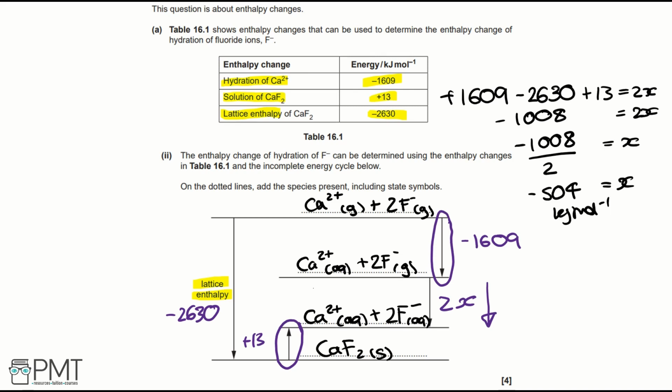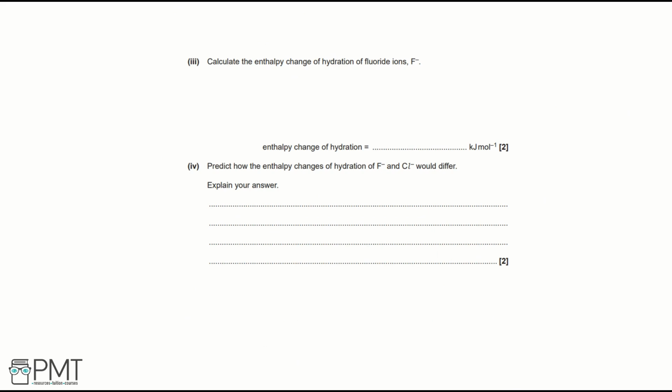So on the answer line for part 3, we need to write minus 504 kilojoules per mole. To get the 2 marks for this question, you get 1 mark for working out what 2x is, so minus 1008, and then 1 mark for dividing by 2 and working out the enthalpy change of hydration, or x, which is minus 504 kilojoules per mole.